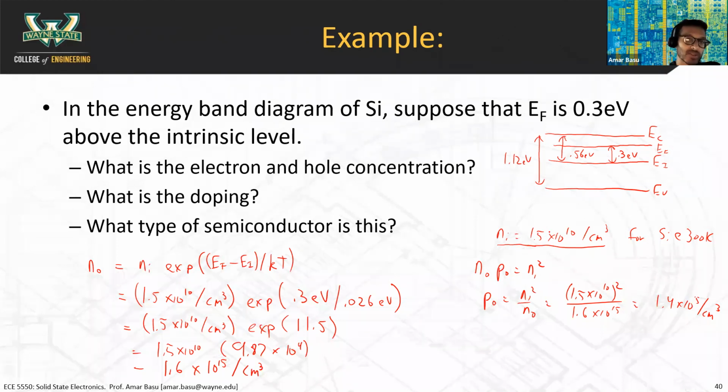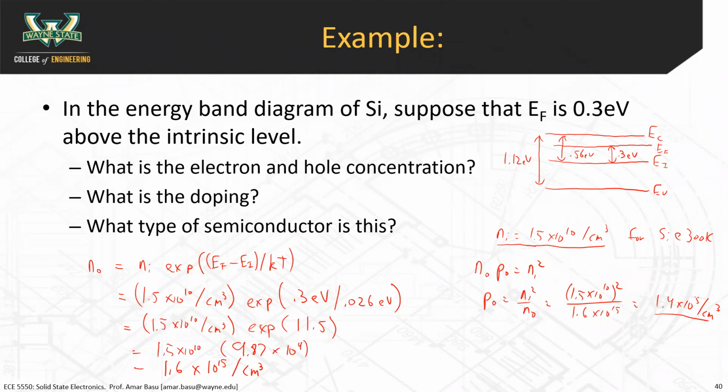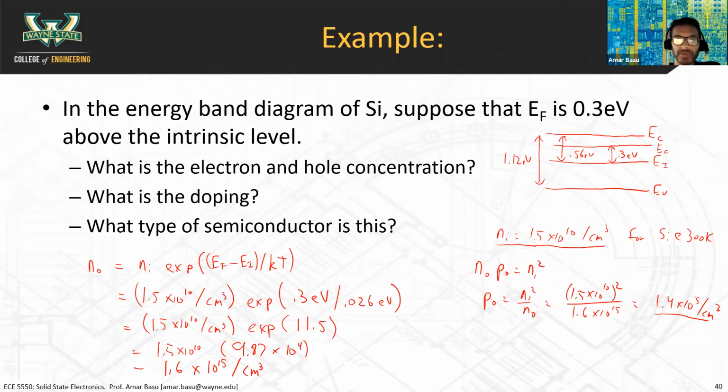So the electron concentration has gone way up. And notice the hole concentration has gone in the other direction. The hole concentration has gone down compared to the intrinsic concentration. It's gone down from 1.5 times 10 to the 10 down to 1.4 times 10 to the 5th. Okay, so this is that seesaw effect. What type of doping is this? Is it n-type or p-type? It would be n-type, right? Because we have more electrons than we have holes.